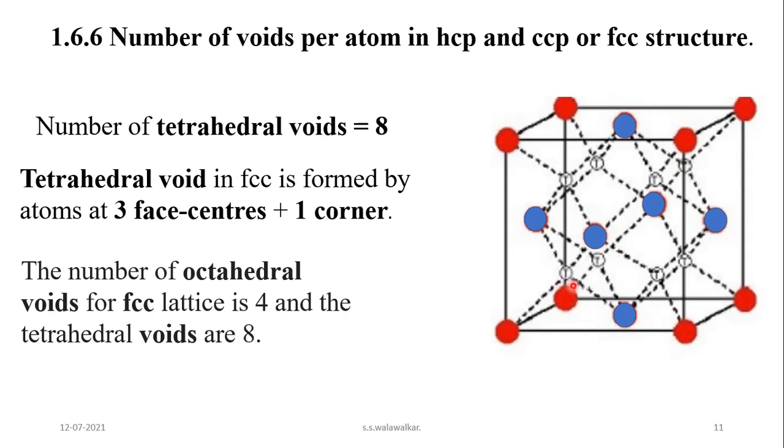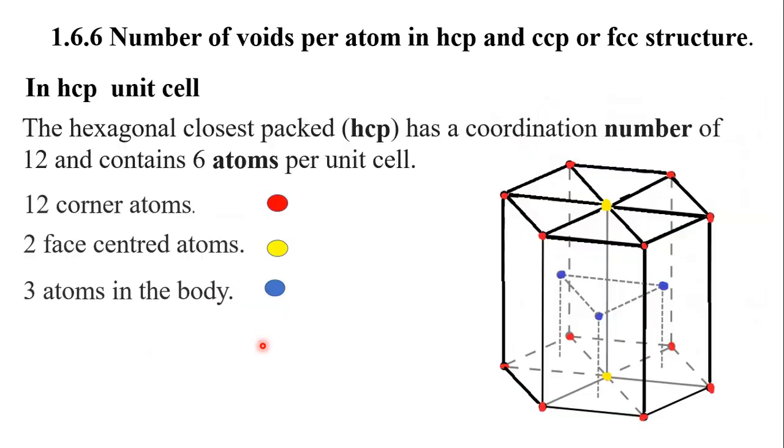Like that, this particle also forms one more tetrahedron. This particle forms one tetrahedron. This particle forms one tetrahedron. Like this, every corner particle forms a tetrahedron, and these are not shared by any other unit cell. And therefore, how many octahedral voids are there here? Octahedral voids are 4 and tetrahedral voids are 8 in the FCC structure. So remember that in FCC there are 4 octahedral voids and 8 tetrahedral voids.